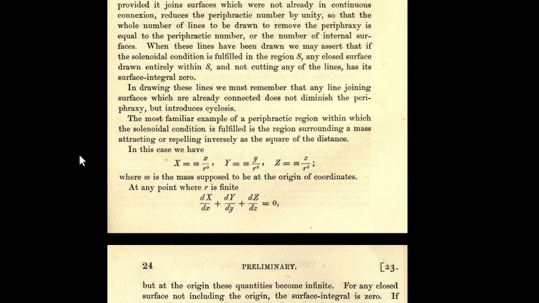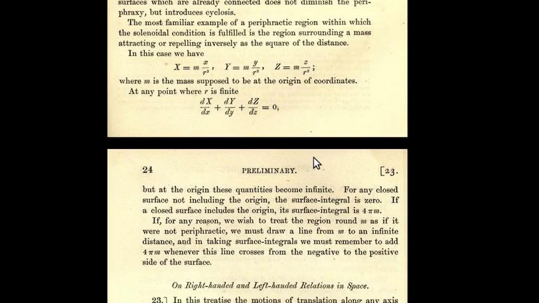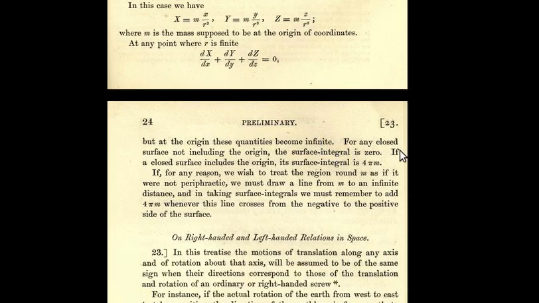the region surrounding a mass attracting or repelling inversely as the square of the distance. In this case, we have X equals mx over r cubed, Y equals my over r cubed, Z equals mz over r cubed, where m is the mass supposed to be at the origin of coordinates. At any point where r is finite, dX/dx plus dY/dy plus dZ/dz equals 0. But at the origin, these quantities become infinite. For any closed surface not including the origin, the surface integral is 0. If a closed surface includes the origin, its surface integral is 4 pi m.